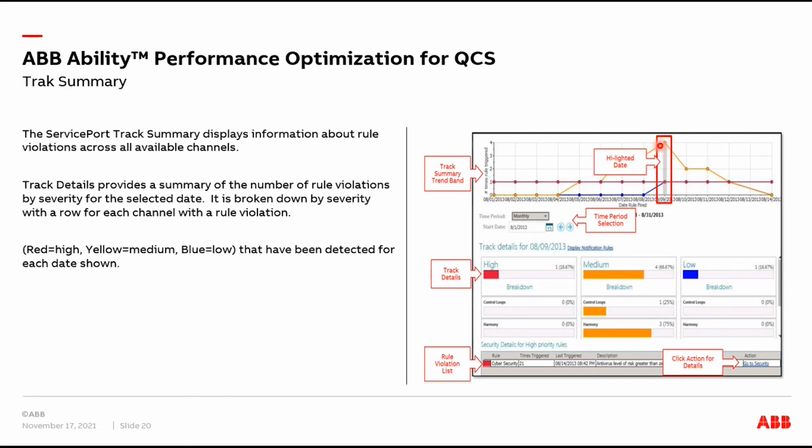So as this highlighted date is there, it shows that for the medium priority rule, four violations have been detected. For the high priority rule, one violation has been detected, and for the low priority rule, one violation has been detected. The same has been displayed on the bottom one. So based on that, we can see which track rules have been exceeded and which are outside the desired operating parameters which have been configured in the system.